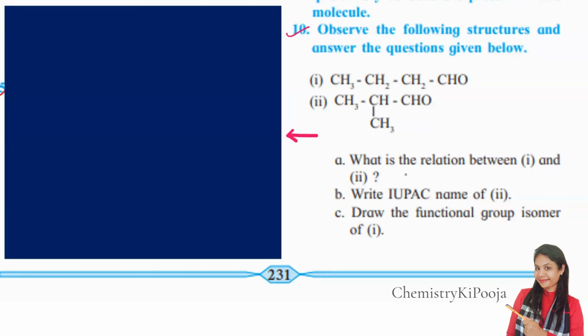Now, the next question: observe the following structures and answer the questions given below. Two structures have been given. The first question is, what is the relation between 1 and 2? If I carefully look into 1 and 2, this is a structure. I'll write down CH3, CH2, CH2, CHO, and then the second one, CH3, CH.